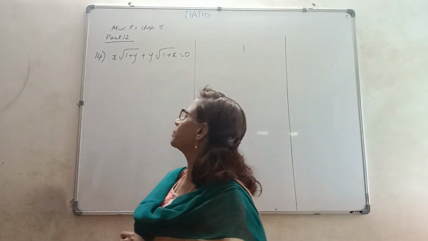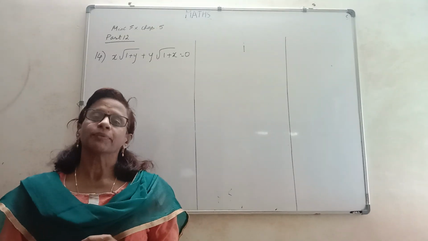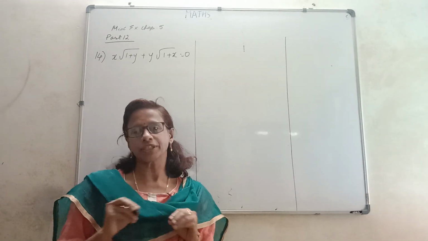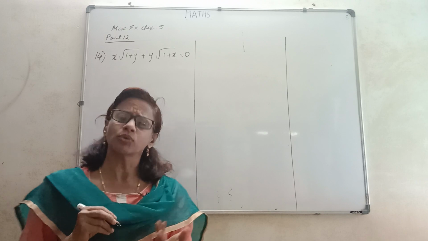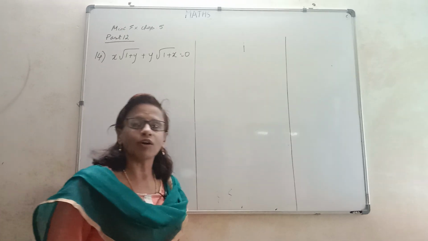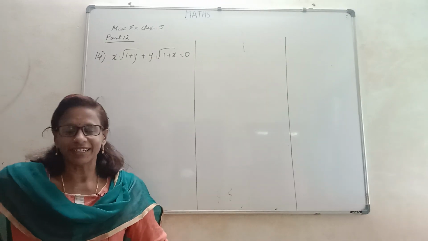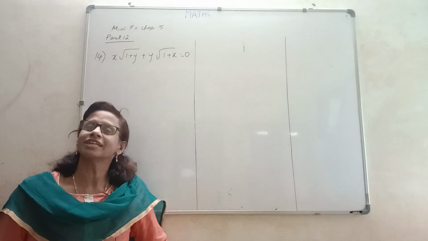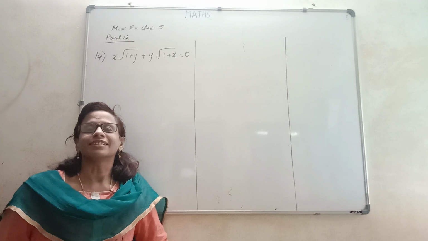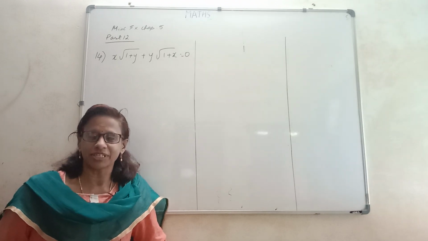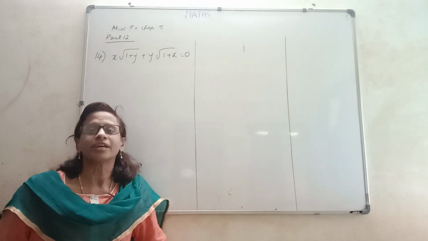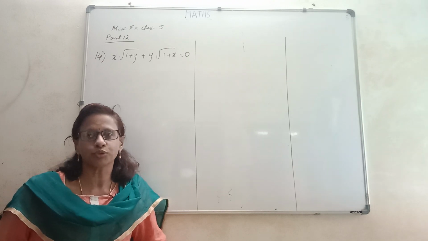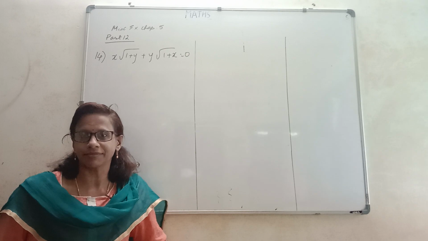This could be called part 12 from the miscellaneous exercise. They have given us one equation and they ask us to find dy by dx. That's okay, because it's always better when they ask us to show that dy by dx is a particular thing. It's very easy for us in the exam, because it gives us an idea as to what the derivative should be. So it's a blessing.